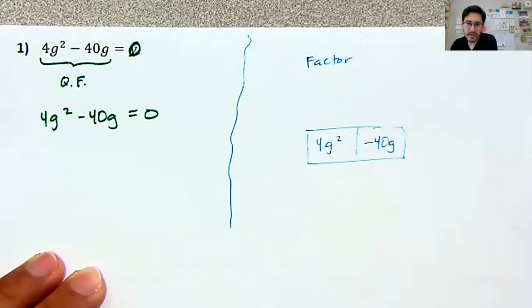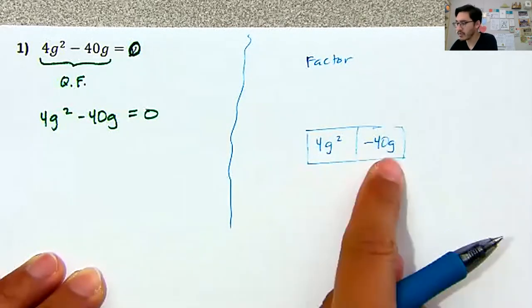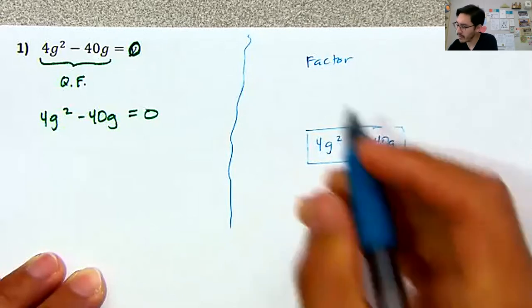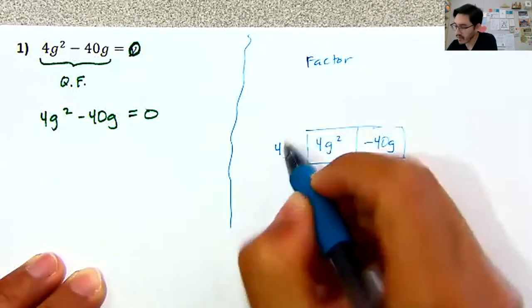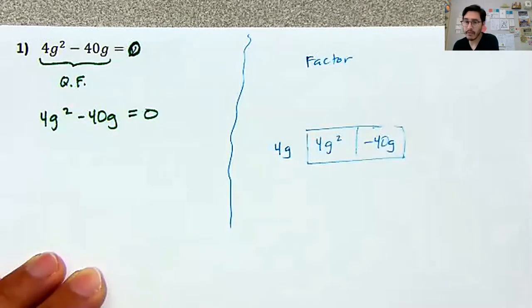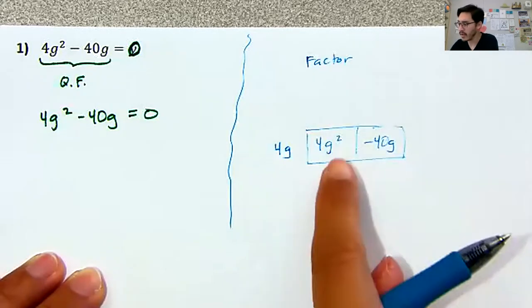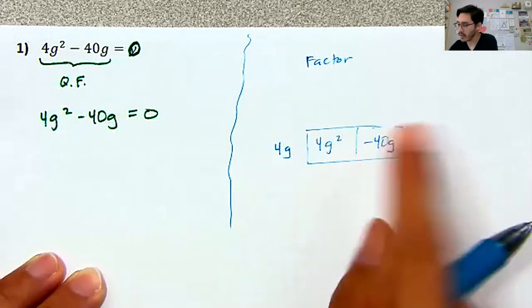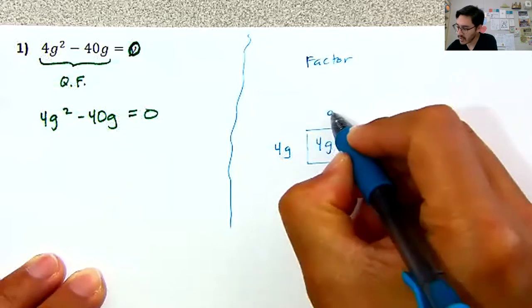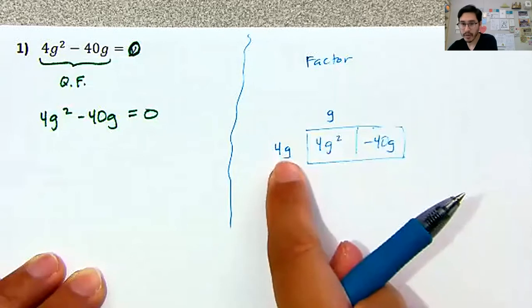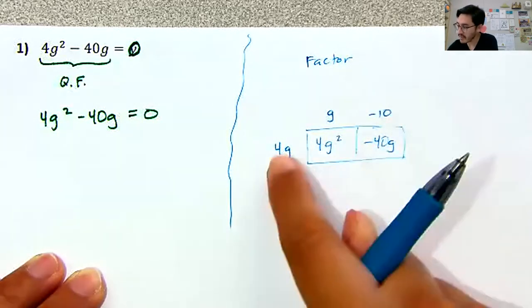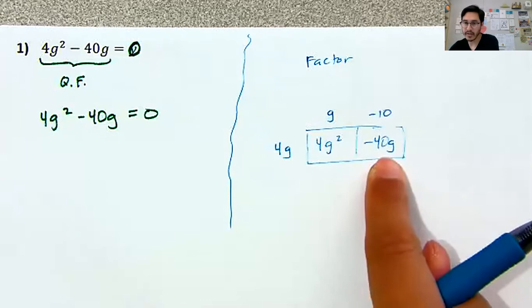All right, and so I'm going to use the area model to figure out what these factors are. When I look at these 2 terms, I can see that they're both divisible by 4, and they both have at least 1 power of g. So I know that one of the factors is going to be 4g. Now what terms would I multiply by to get the terms inside the box? Well, if I multiply 4g by another power of g, that will be 4g squared. If we multiply 4g by negative 10, then we get the product negative 40g.